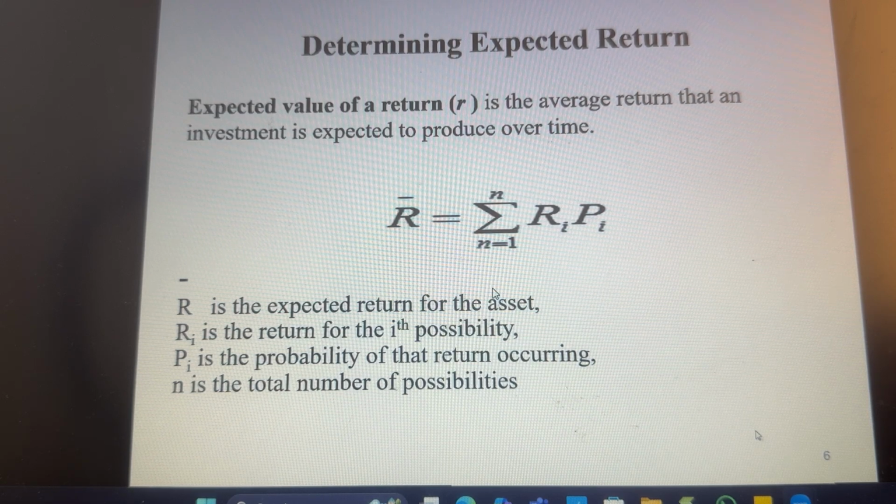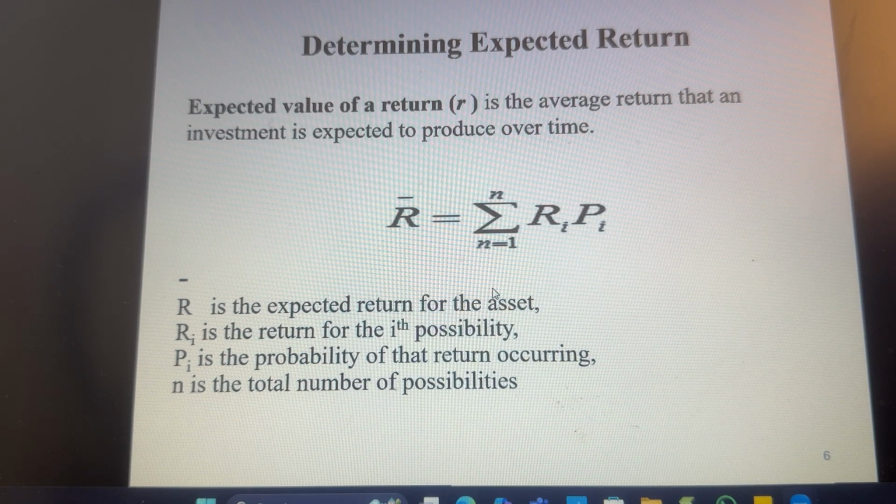So you can see how we can calculate the expected return for a particular investment or asset. That is the summation of the particular return possibilities multiplied by their probabilities. So R bar or ER is the expected return of the asset, Ri is a possible return from that asset, and Pi is the probability of that return occurring.